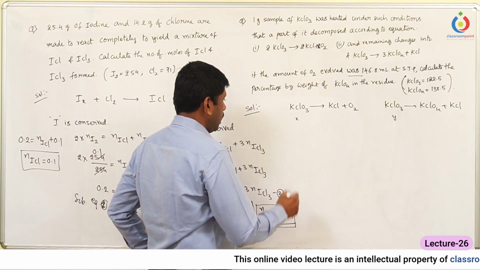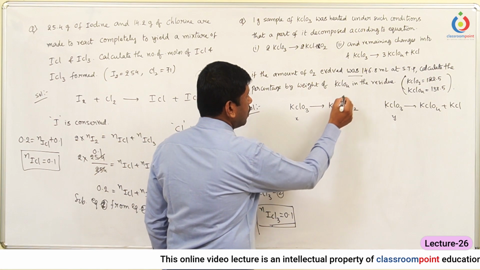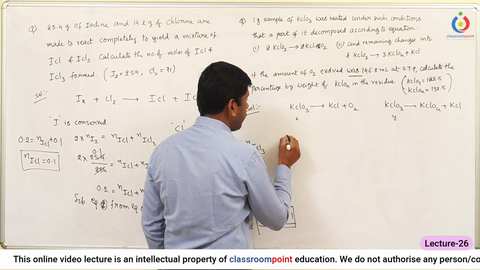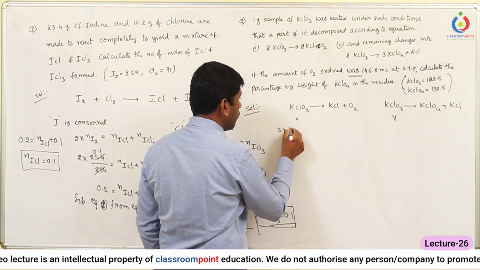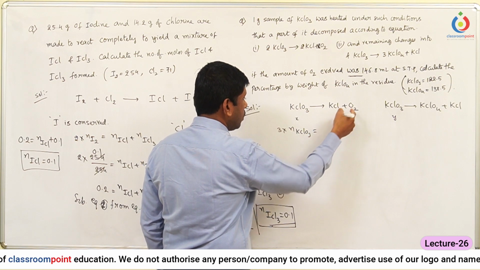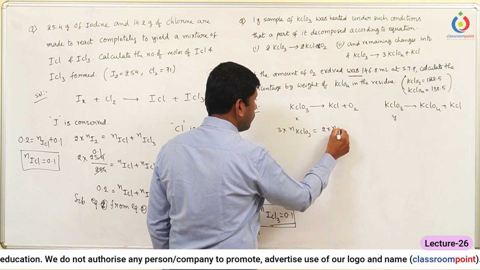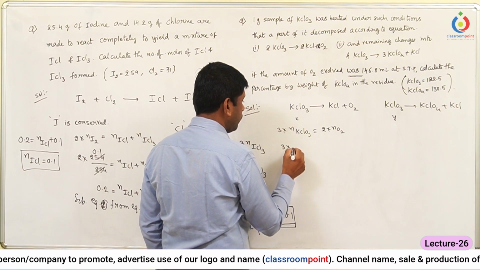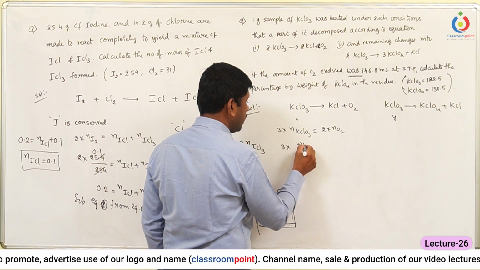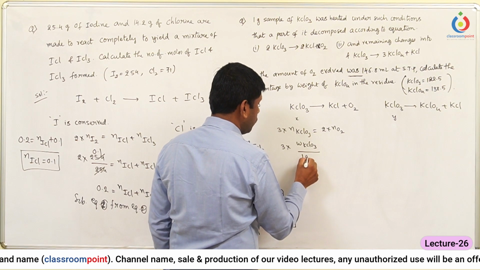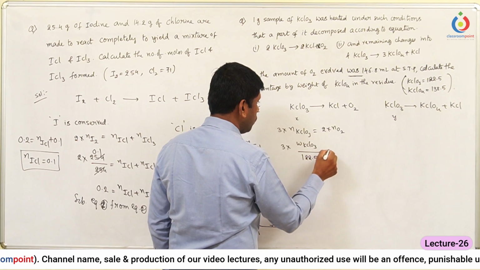So now let us apply the POAC to the oxygen. Why? Because oxygen is present here. So 3 into number of moles of KClO3, because oxygen is conserved, equals 2 oxygen atoms, 2 into number of moles of the oxygen. So 3 into weight of KClO3, which we don't know, that is the weight of KClO3 in this case divided by molecular mass of KClO3, 122.5.